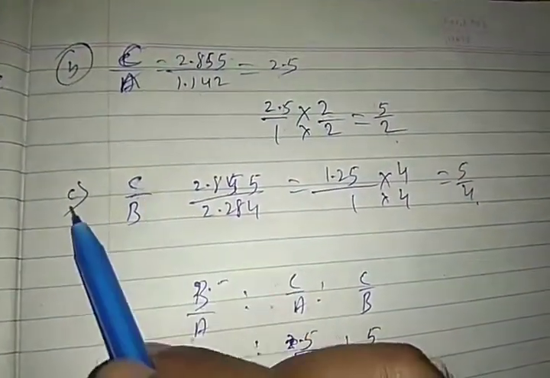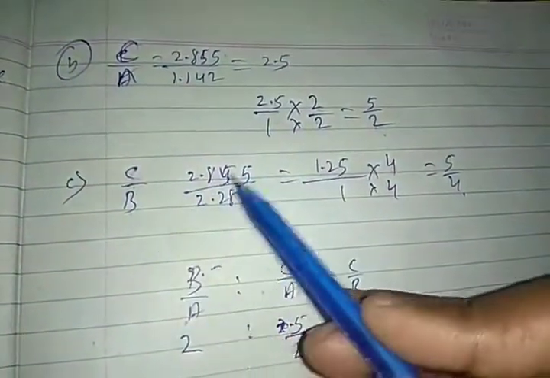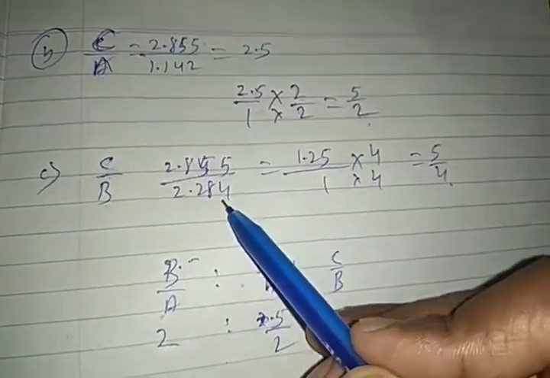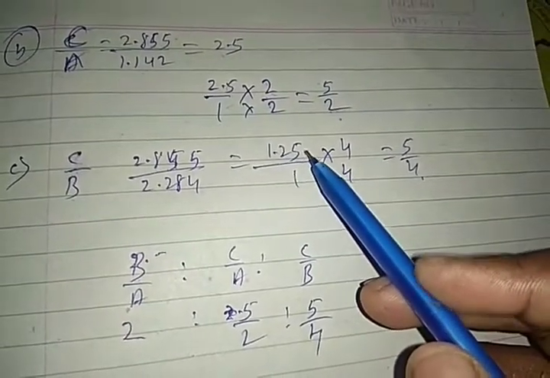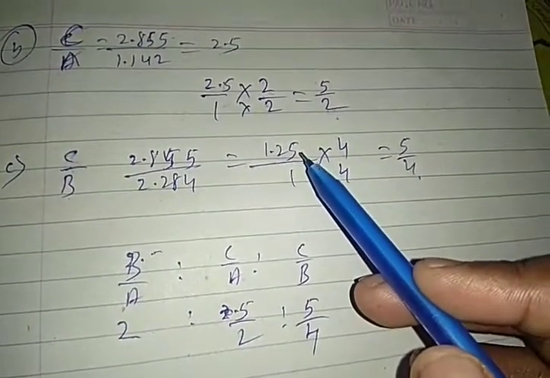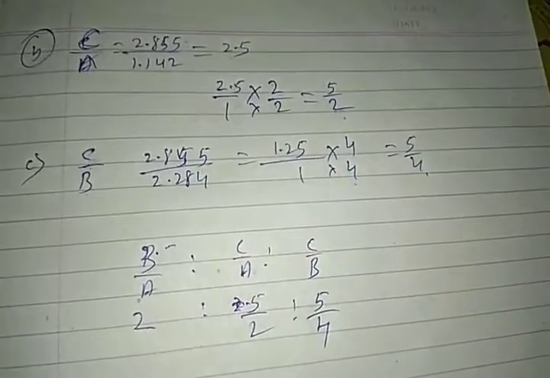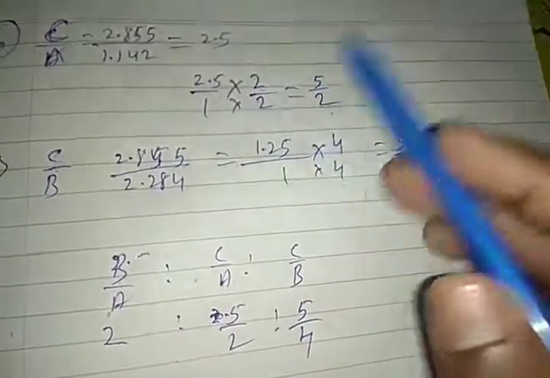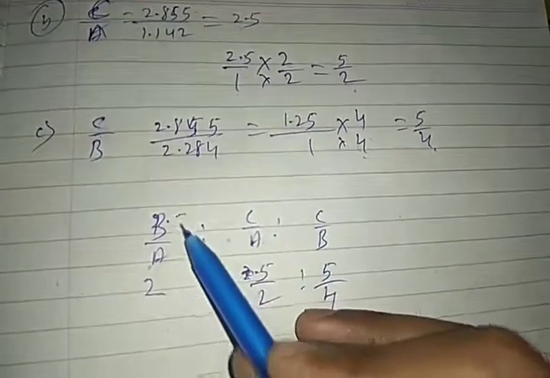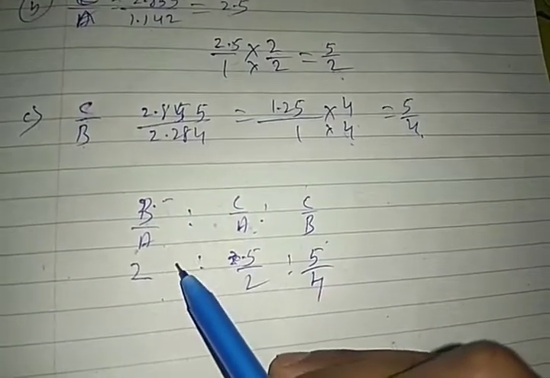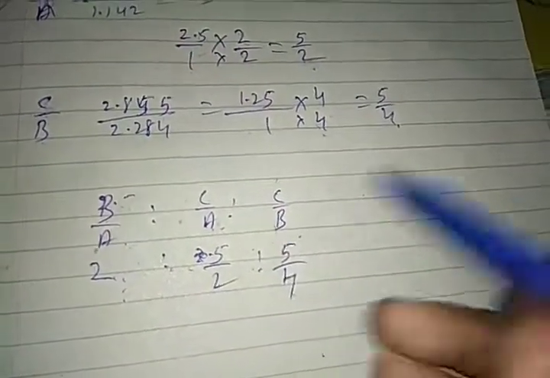The third compound, C, is divided by B, because we already divided C by A. So C by B is 2.855 divided by 2.284. Then the answer is 1.25. So it is multiplied by 4, because of the multiple proportion. In the first case we are not multiplying; in the second case we multiply by 2; in the third case we multiply by 4. So that is 5 by 4. So B by A, C by A, C by B, the simple multiple proportions are 2, 5 by 2 and 5 by 4. Right, students?